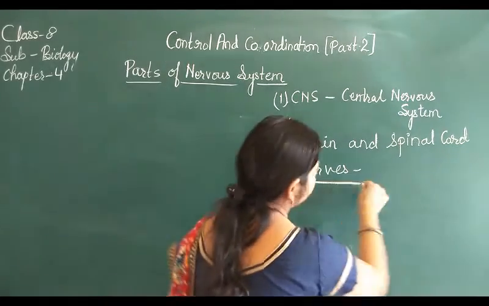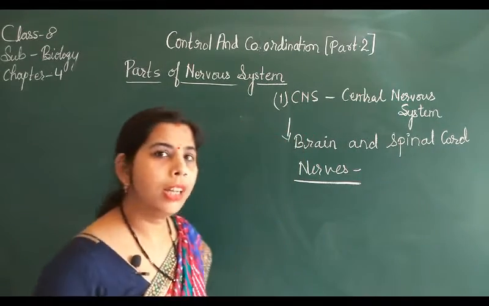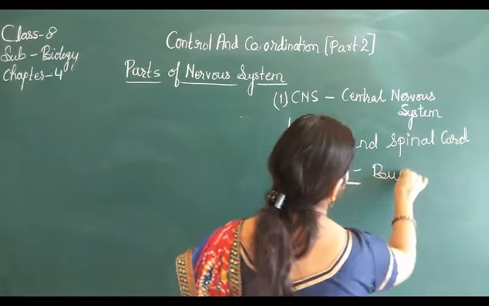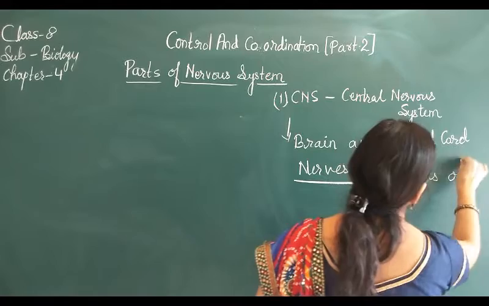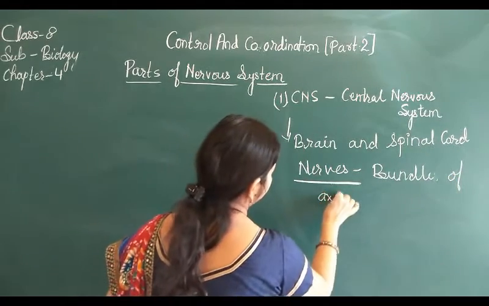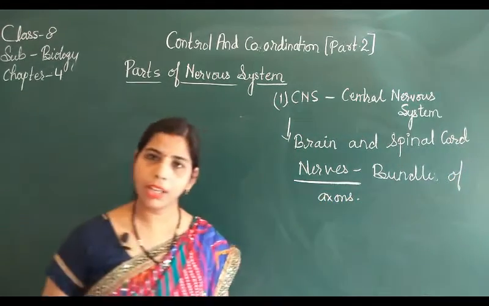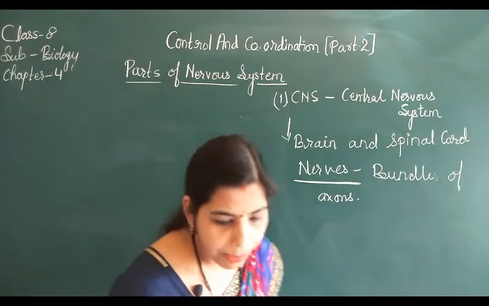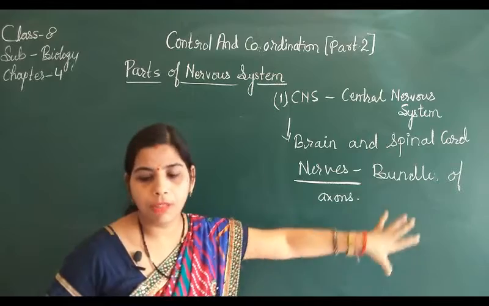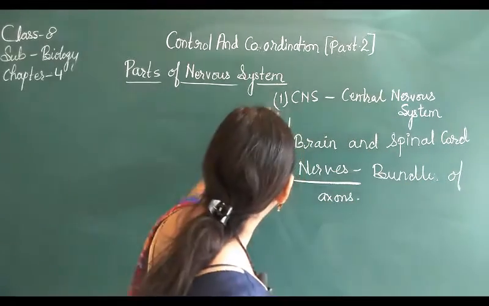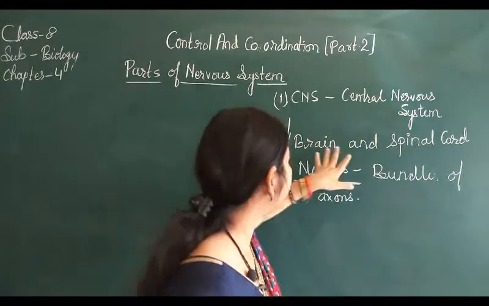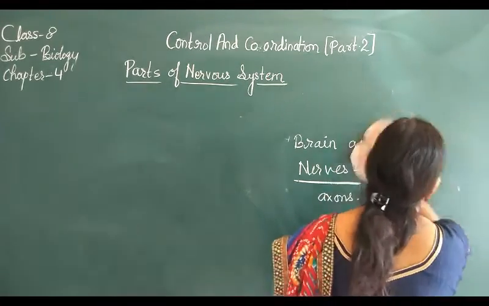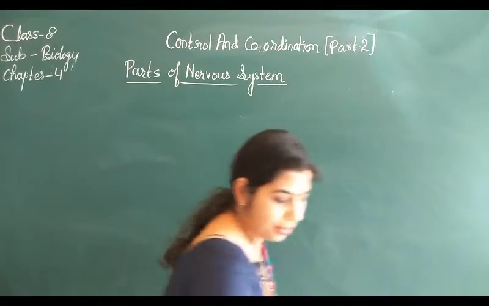And what are nerves? Nerves are something very important. Nerves are bundles of axons and they transmit the message. That means they provide the pathway for messages. So you have to study the brain and spinal cord in the central nervous system. Let's start with the first part, the brain.